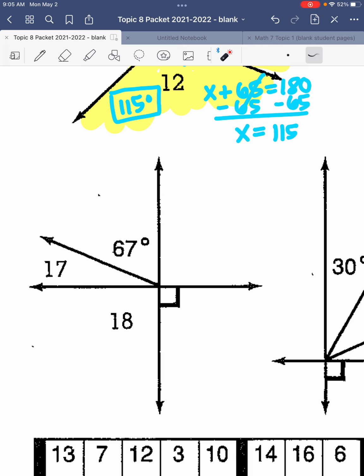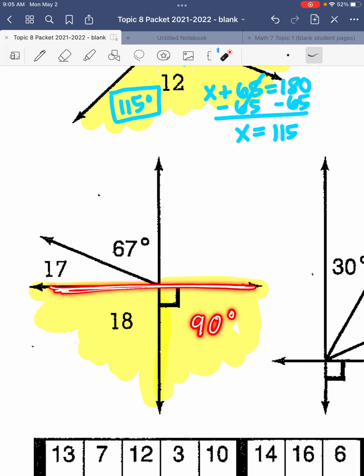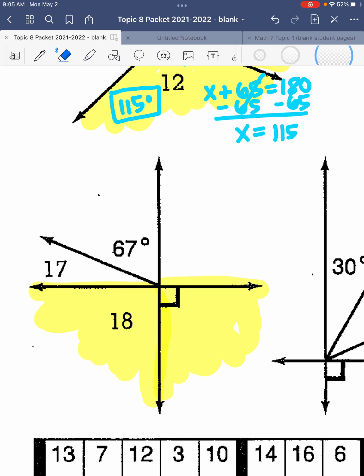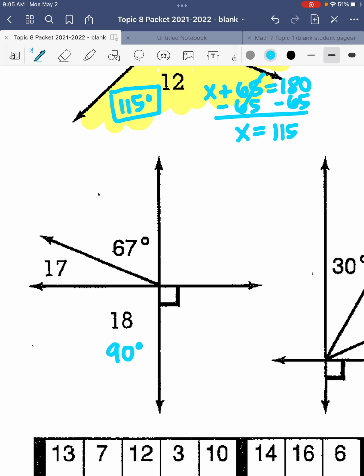Okay, so what I noticed right off the bat is that 18 is probably the easiest for me to figure out because I have this angle here that I know is 90 degrees, and then this angle here that I don't know, right? But I know that together they make that straight line. So if this one over here is 90 degrees, and I know that they add up to 180 degrees, this one also has to be 90 degrees. So angle 18, I know is 90 degrees, okay?